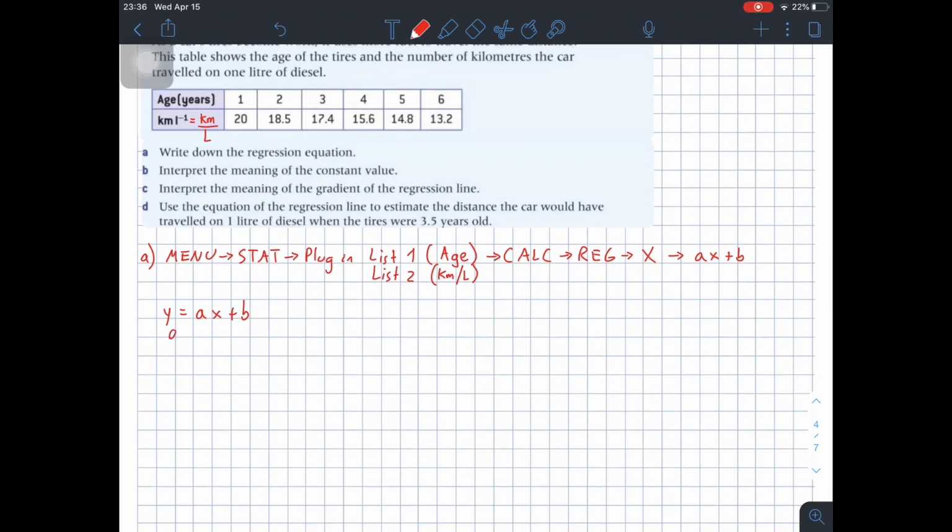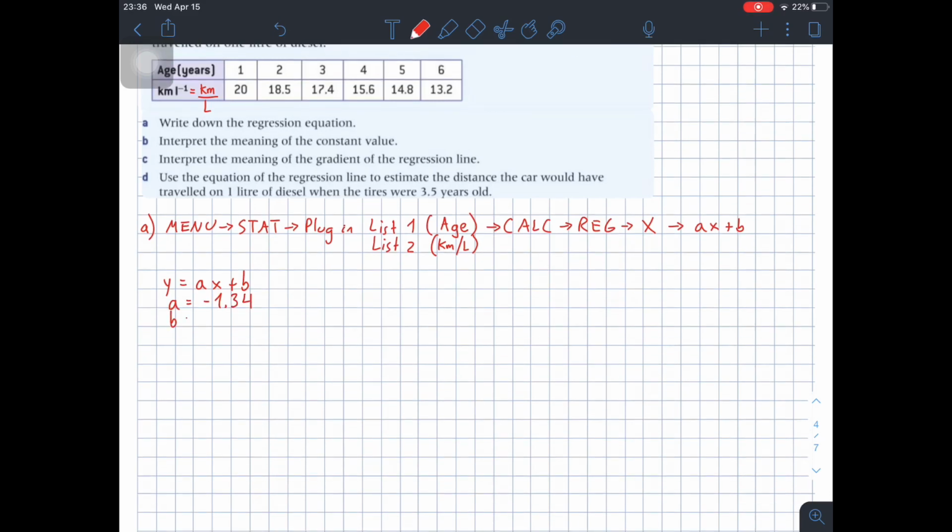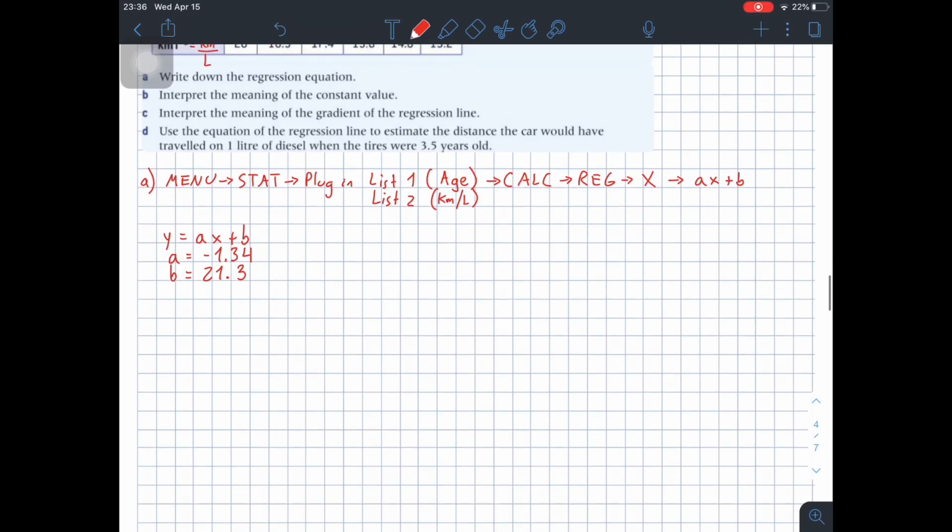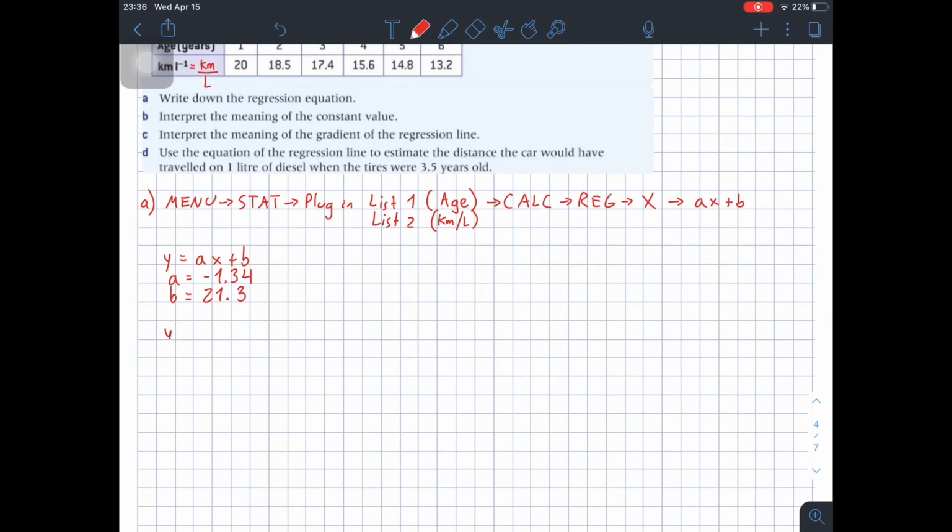From the calculator, we know now that a equals negative 1.34 and b equals 21.3 if we round it to three significant figures. So the equation of the regression line would be y equals negative 1.34x plus 21.3. This is the equation of the line.